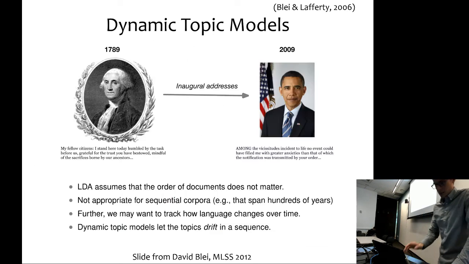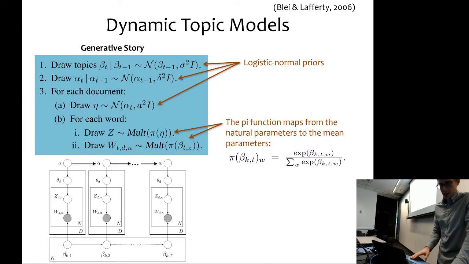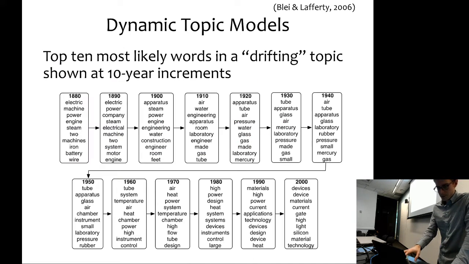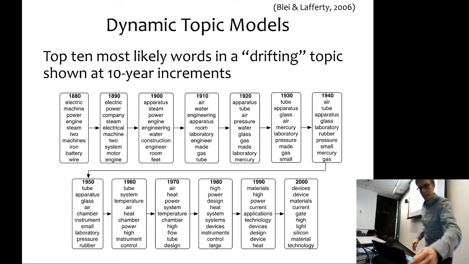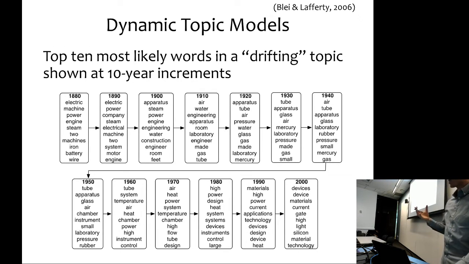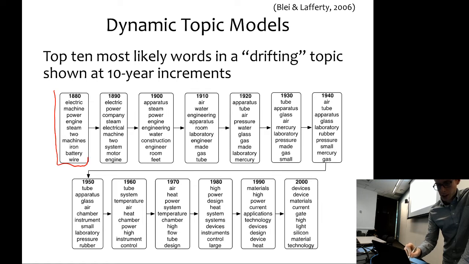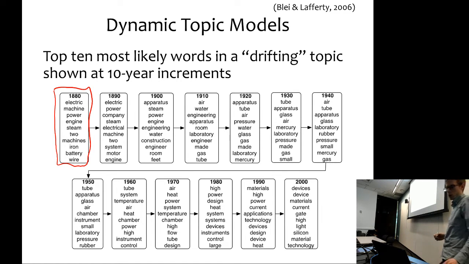And so what that allows you to do then is look at how a topic changes over time. And so you can see here in 1880, the documents from 1880 that gave rise to this topic had words like electric, machine, power, engine, steam, tube, machines, iron, battery, wire.